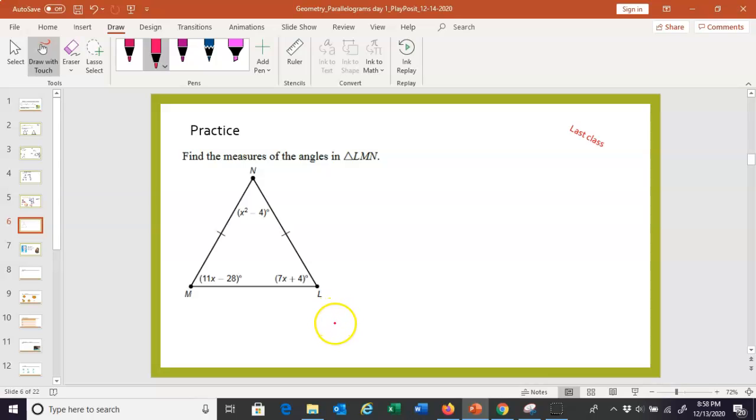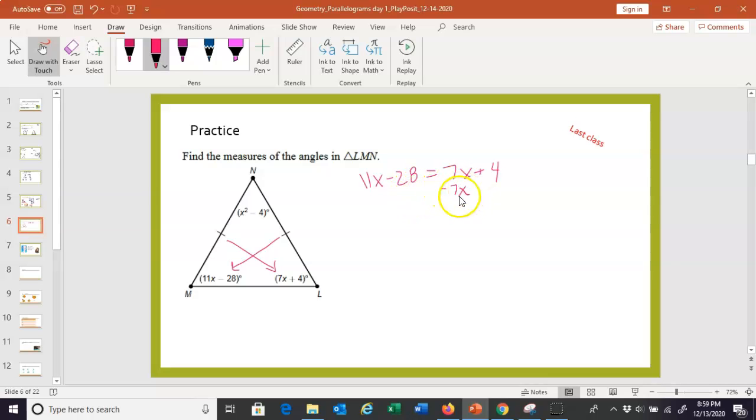Okay, this says find the measures of the angles in the triangle. So find all the angle measures. And you can see we have these two side lengths marked, so we know the angles across from them are equal. So 11x minus 28 is equal to 7x plus 4. Sometimes you're not going to have an angle measure. You're going to have a mathematical expression. So we need to solve for x.